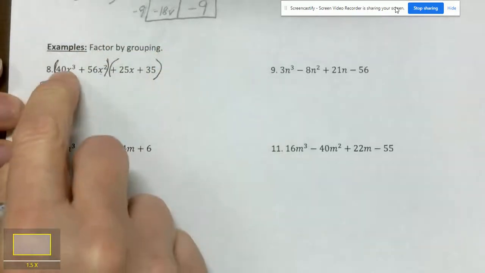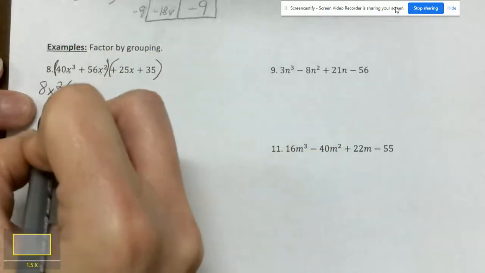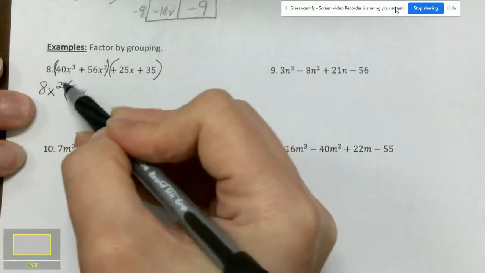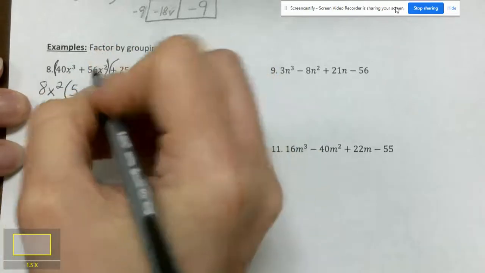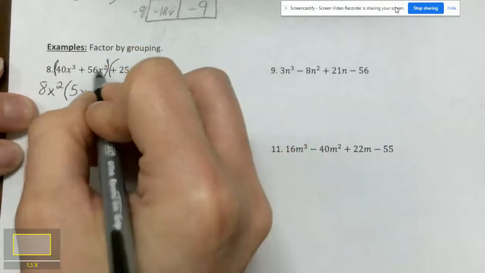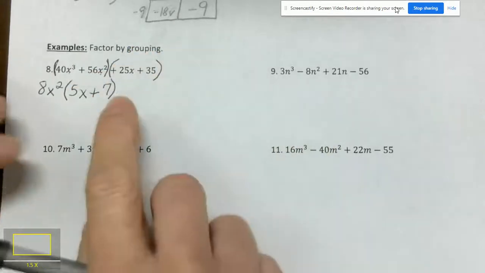Then 40 divided by 8 is 5. x cubed divided by x squared is x because you subtract those exponents. 3 minus 2 gives you 1. Plus 56 divided by 8 is 7. And x squared divided by x squared, that's 1. So I'm done with that side. Now I'm going to move to this one.